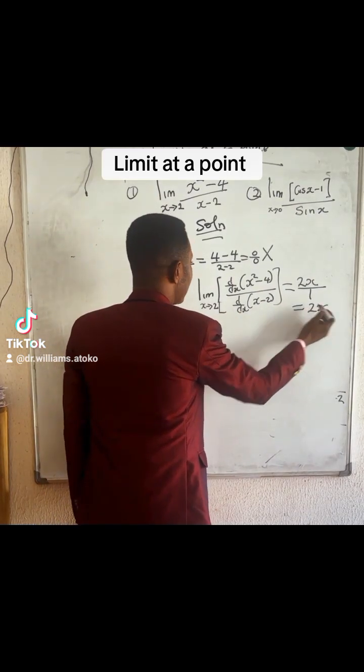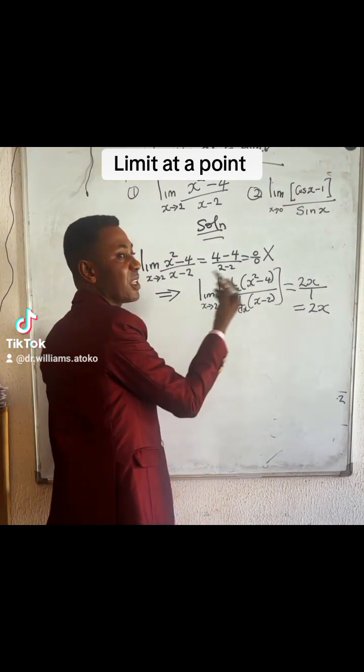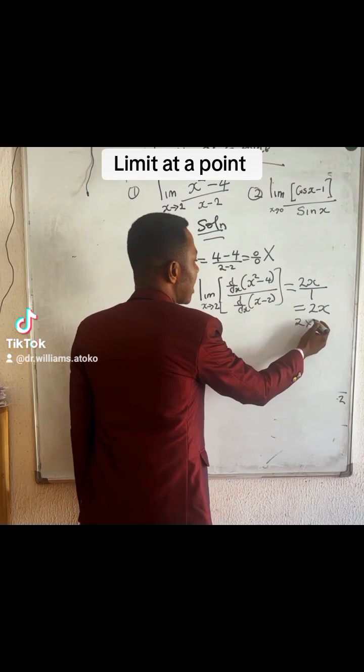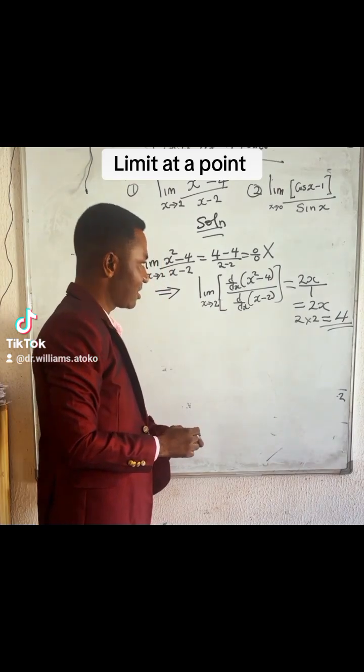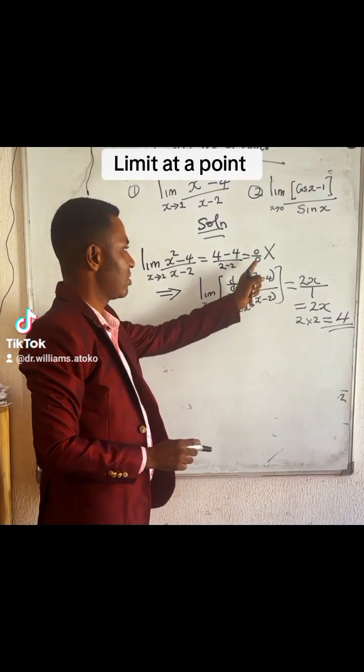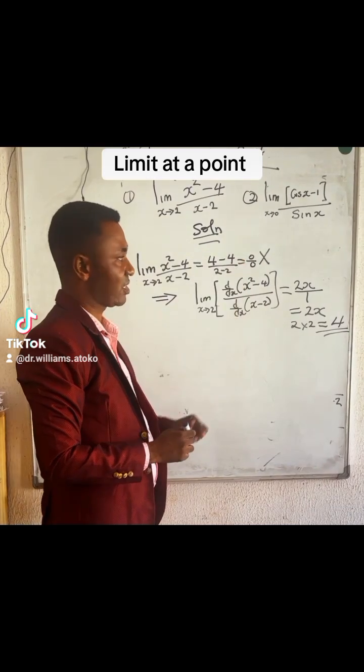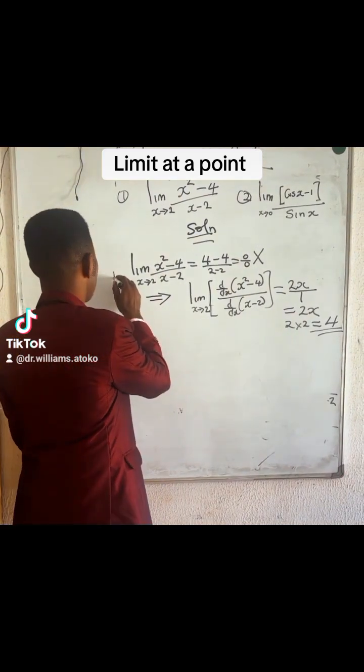So now, you can substitute your s to be 2. So it will be 2 times 2, which is equal to 4. As you can see, it's very, very simple. It's no more giving us this indeterminate form of 0 over 0. Now, number 1 has been answered.